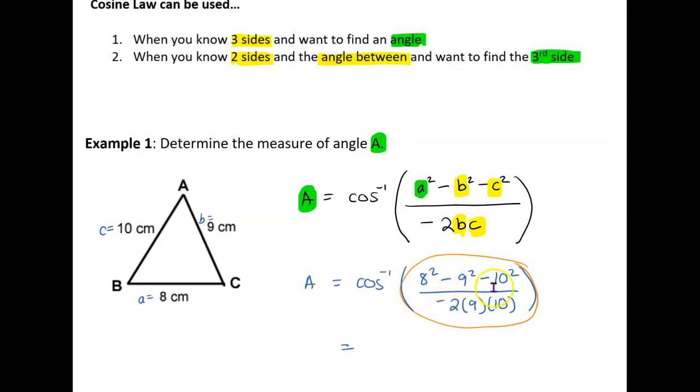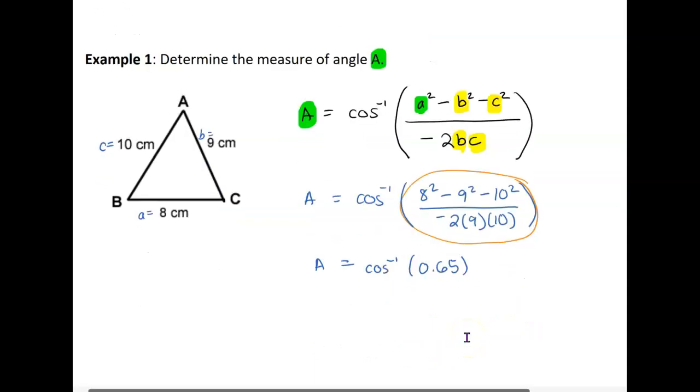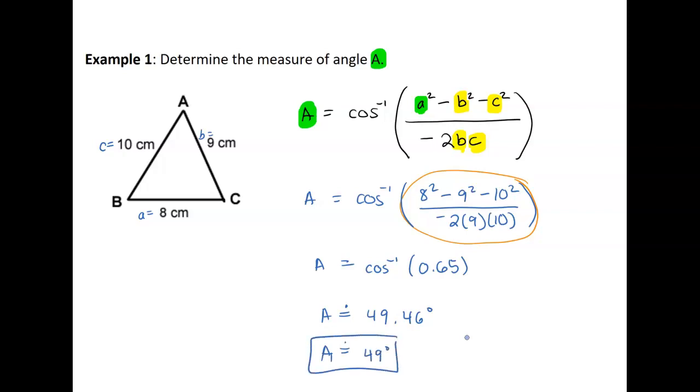So this all should calculate to actually equal cos inverse of 0.65. It terminates to a nice number like that. And then you would take your calculator and do the cos inverse of that answer, which leads you to an approximate value for the angle A of 49.46 degrees, but we're going to round that to the nearest whole degree, so A ends up being just 49 degrees. Okay? And that's how you use the cosine law to measure for an angle.